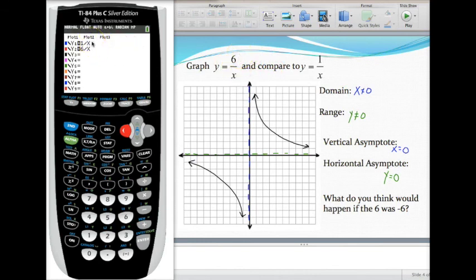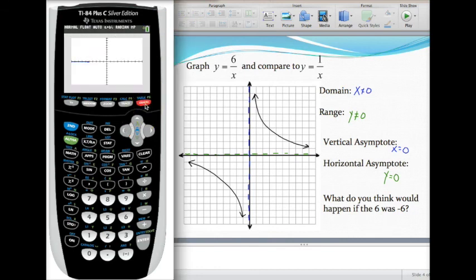So I've already entered in 1 over x and 6 over x. If you need to do this at home, go ahead and pause the video and do that. But let's take a look, if you're ready, at what that value does. So here in blue is the original one, 1 divided by x, known as the asymptotes, or the axes. And here in red is my second function.